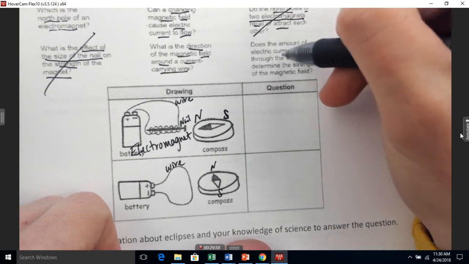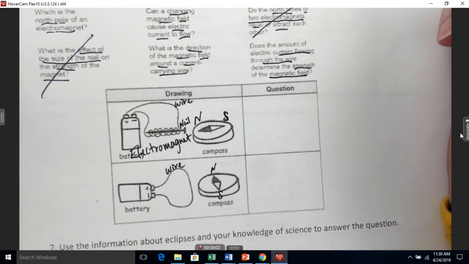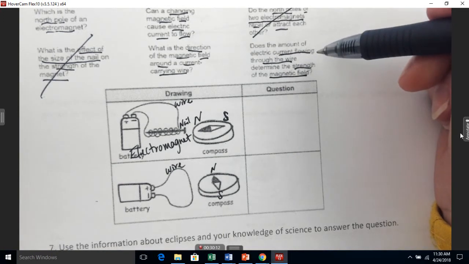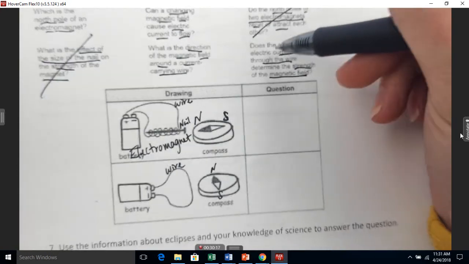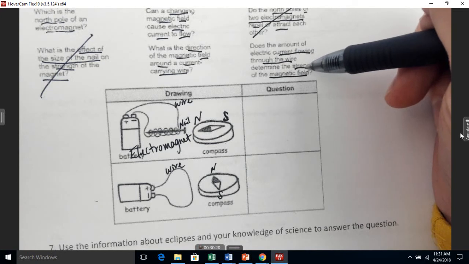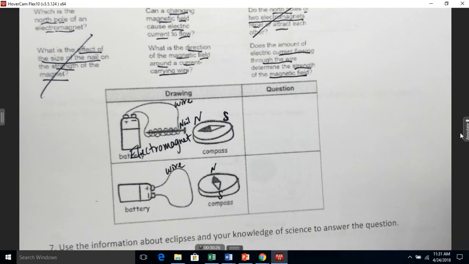Does the amount of electric current flowing through the wire determine the strength of the magnetic field? Who chose that? Do you have a way to measure current flowing through the wire? Or how do you know the amount of electric current flowing through the wire? And how do you know the strength of the magnetic field? Is this compass going to tell you the strength of the magnetic field? No, it will only tell you if there's one present. Right? Does that make sense? Okay, that one's wrong.